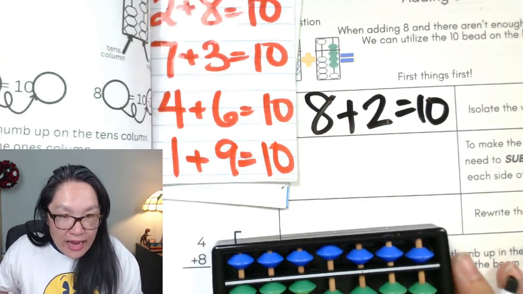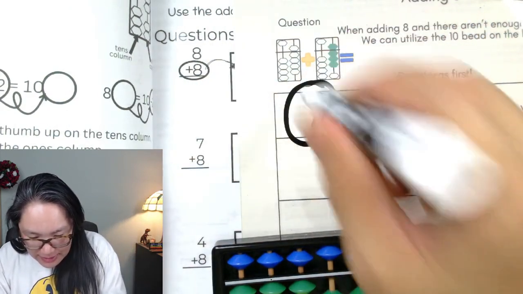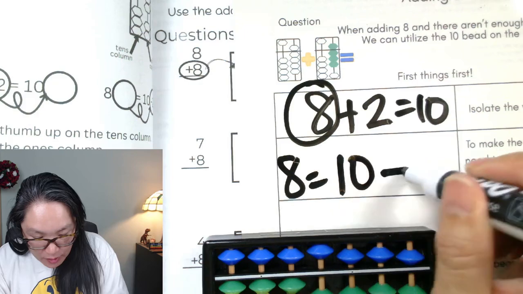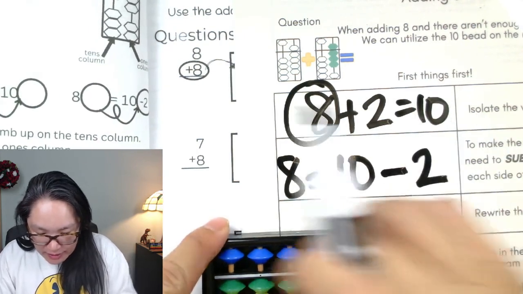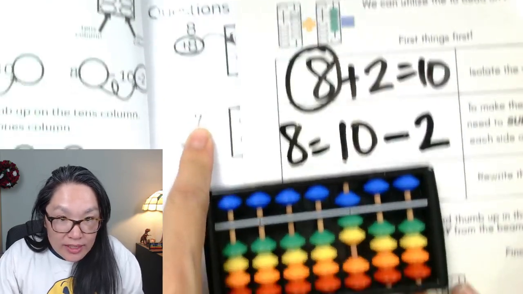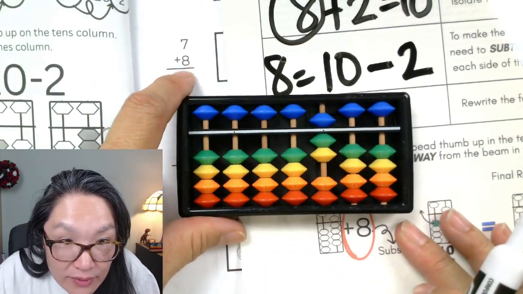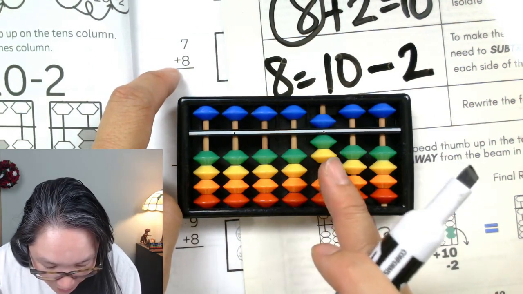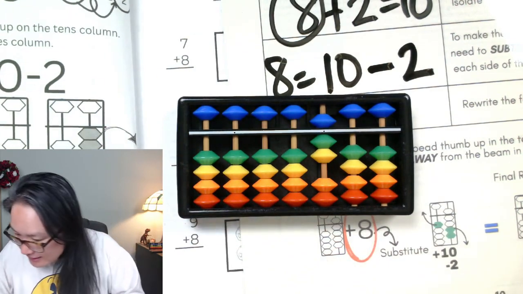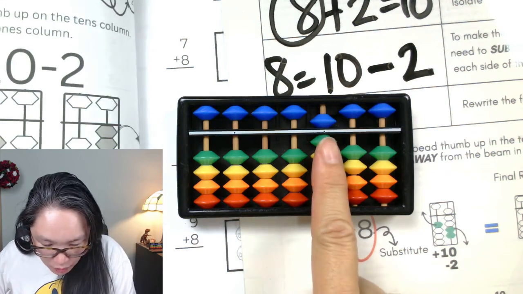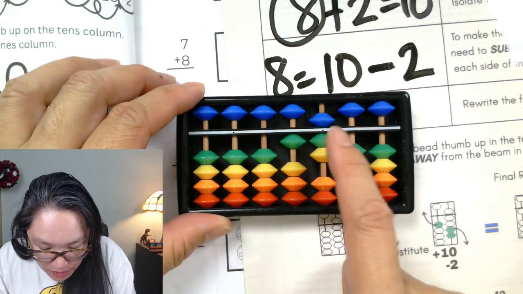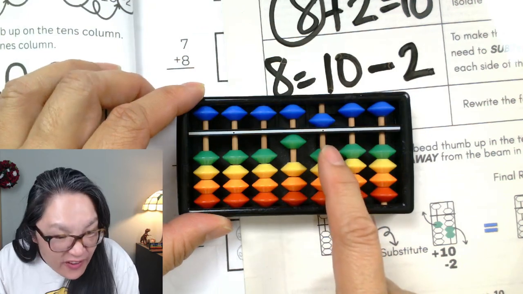So what we're going to do is we have this concept. We know how to do the partner of 8. We're going to isolate this variable. So 8 is equal to 10, and then 10 is too much, so I'm going to minus the 2. Here's the question: I have 7 on my abacus, and I want to add the 8. I need to plus the 10 and then take away the 2. Adding the 10 just means 0, 1. So I add the 1 here and I take away the 2. My final answer is 15.